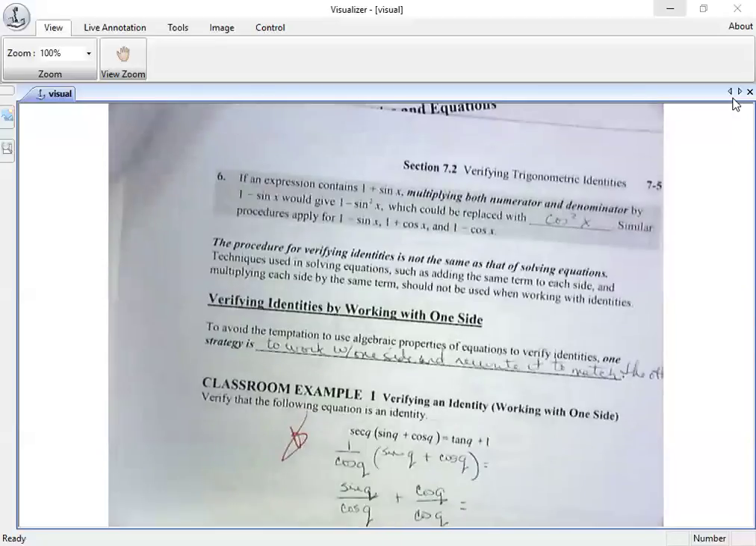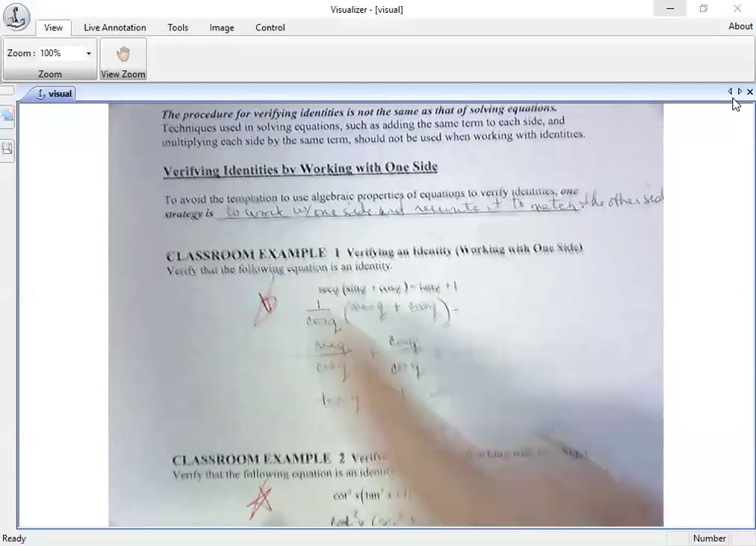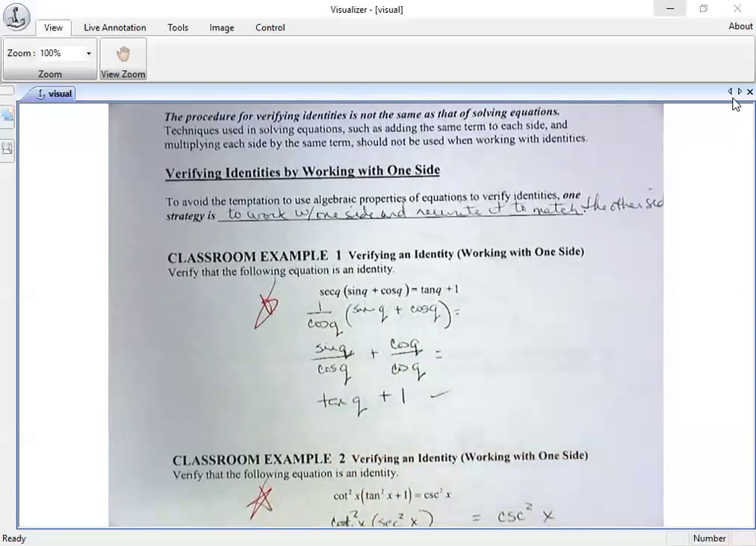Now, when you get to verifying identities, here's a couple of examples. These will not be multiple choice because you already see what the goal is on the other side. You're trying to get one side to turn into the other. But this is where you want to remember changing things to sine and cosine might help.